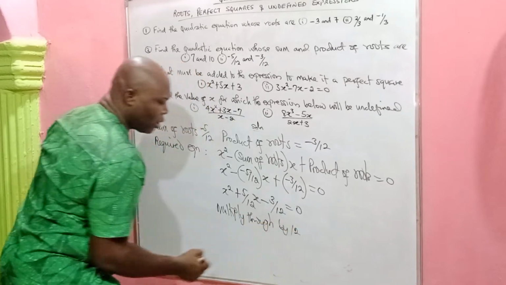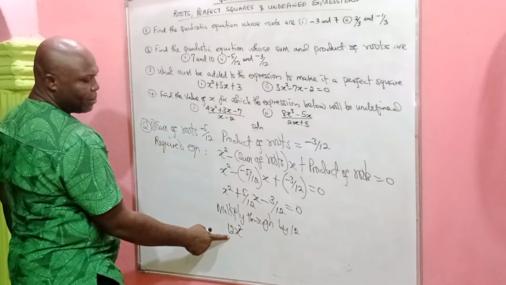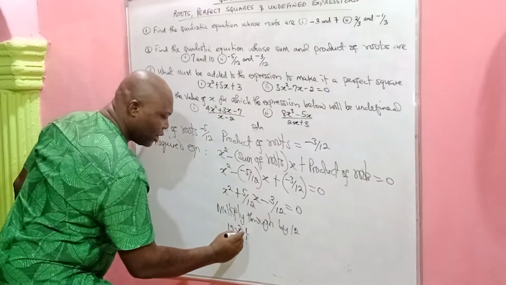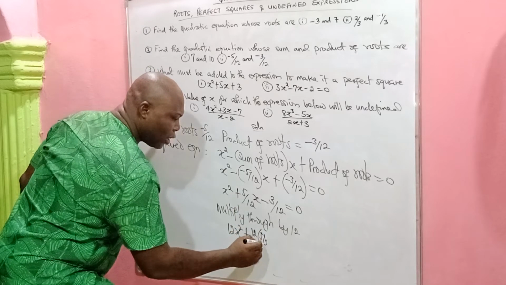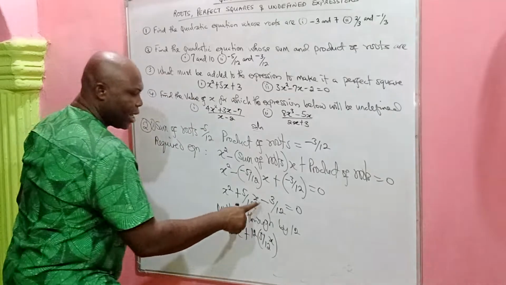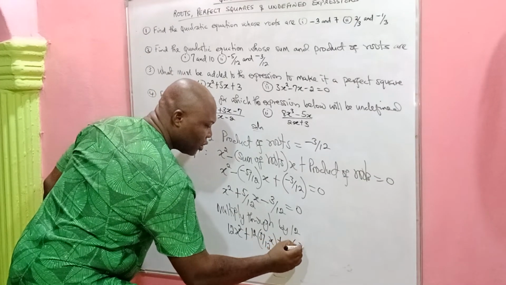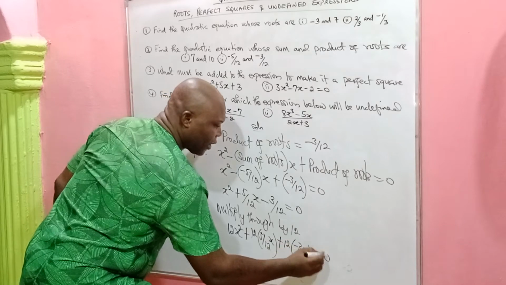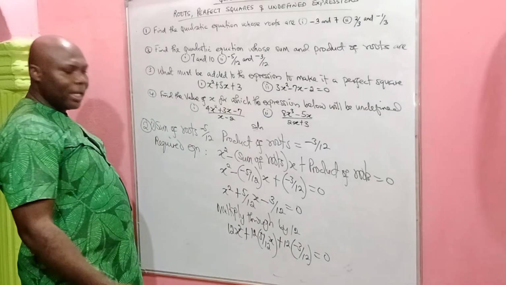Multiply through by 12. So we're going to have 12x squared, since we have multiplied by 12. Here we are going to have 12 being multiplied by 5 over 12x. Here we are also going to have 12 again being multiplied by minus 3 over 12 equals 0. So we are multiplying all the terms by 12 in order to eliminate the fraction.